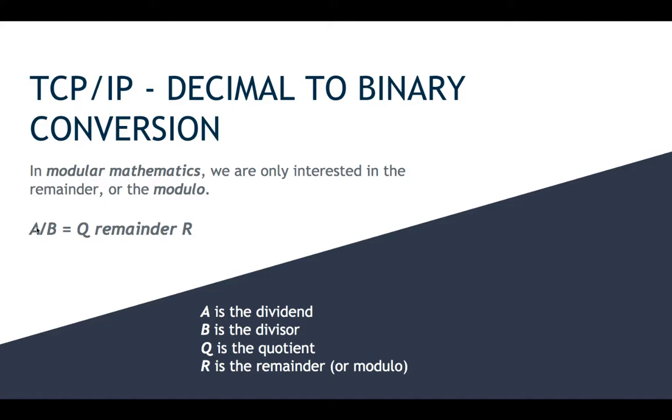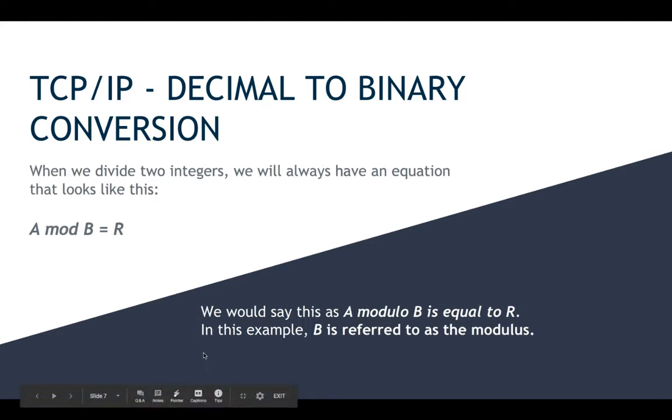If we have integer a divided by integer b, we're going to get a quotient, an integer, and a remainder r that's an integer. A is the dividend, b is the divisor, q is the quotient, and r is the remainder or modulo. When we divide 2 integers, we will always have an equation that also looks like this: a modulo b equals r. You can see that's how it's said there. In this example, b is referred to as the modulus.